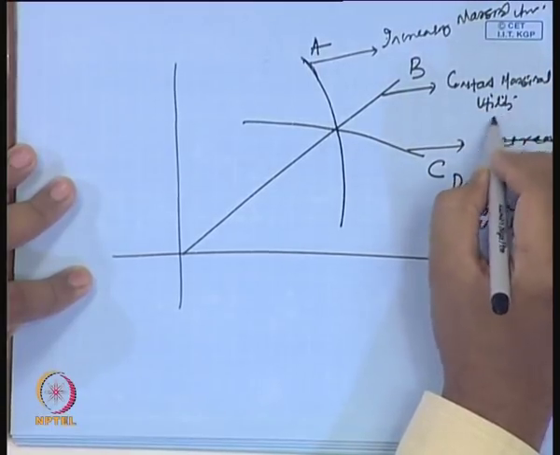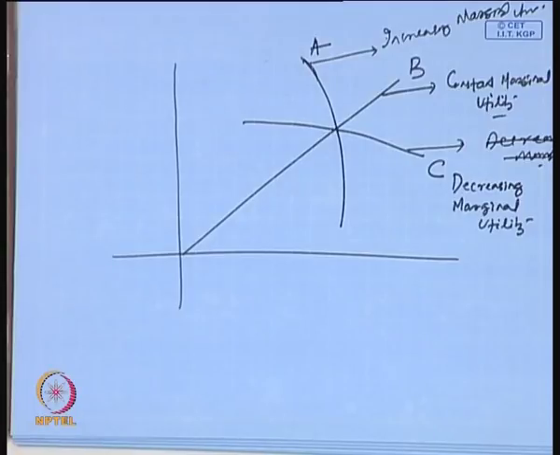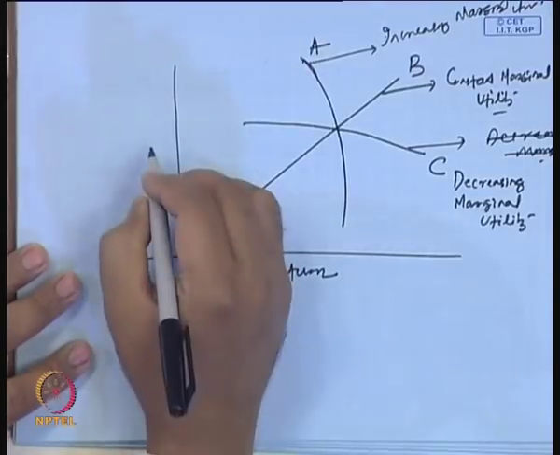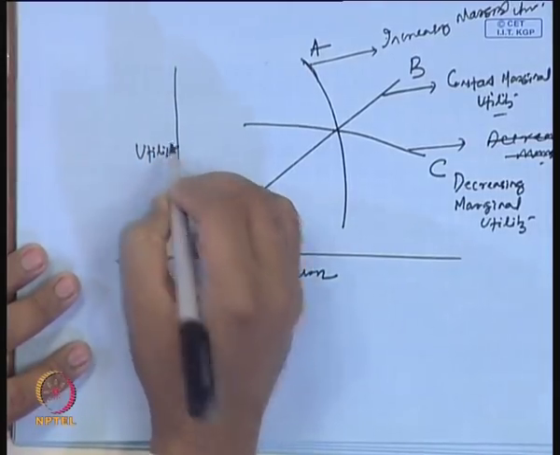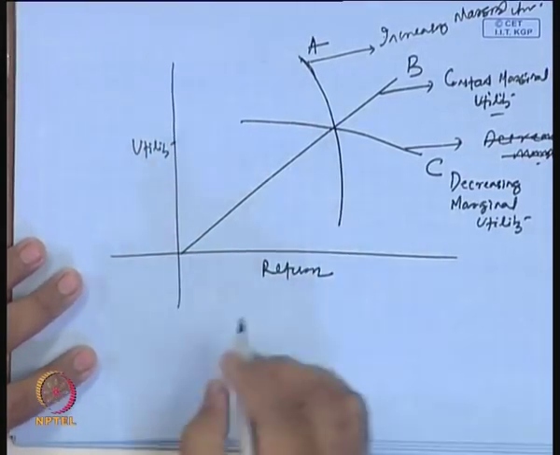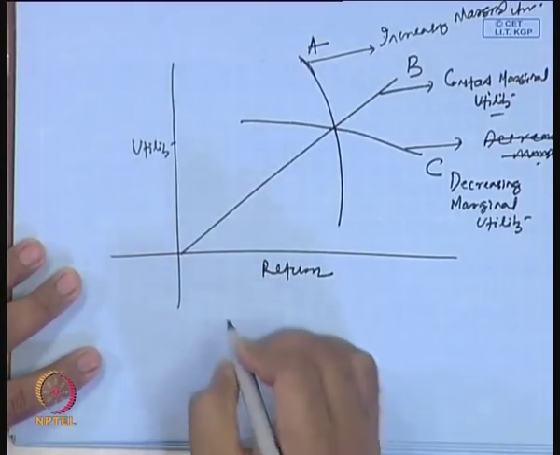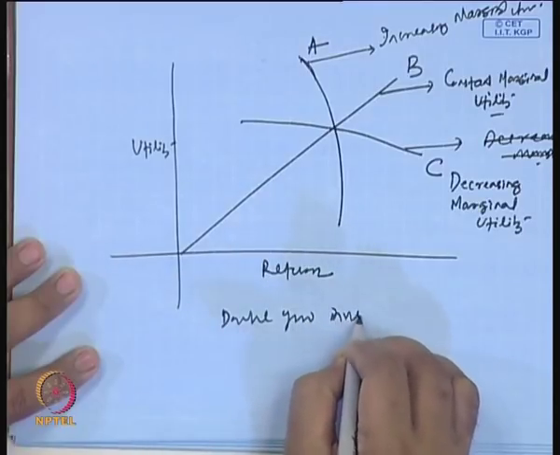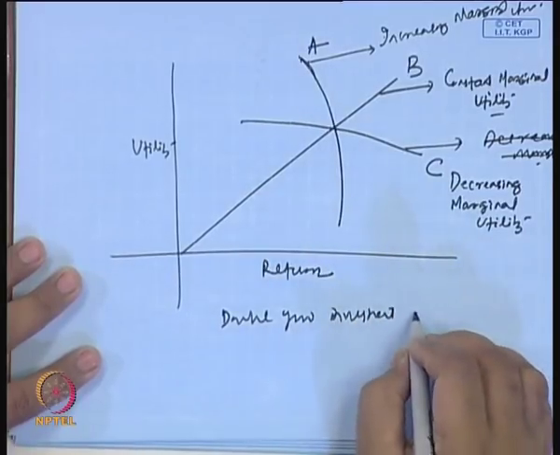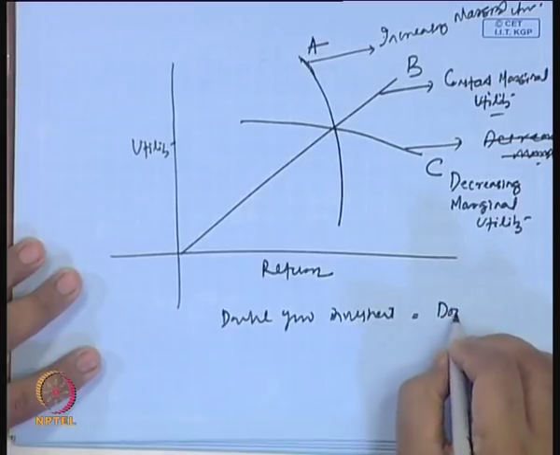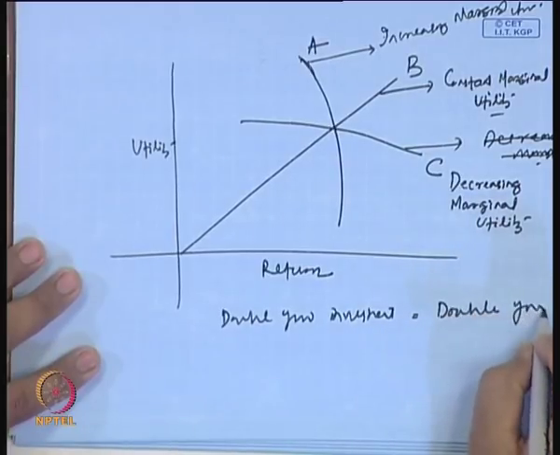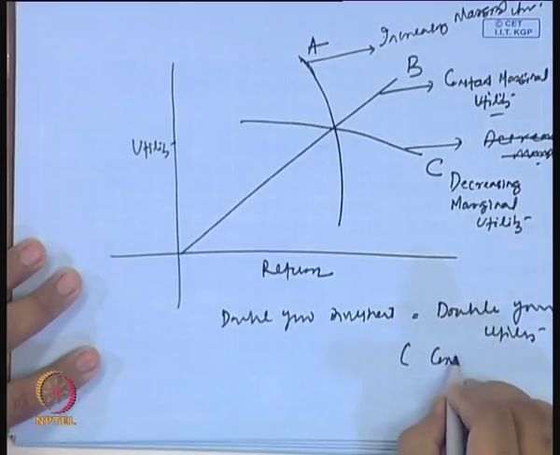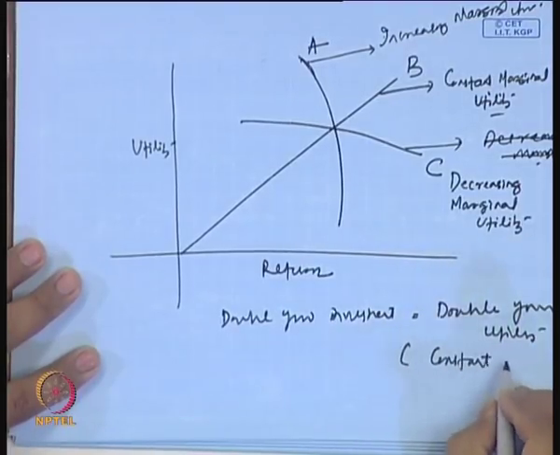What it explains is this: this is your return of the portfolio, and this is the utility you are deriving from here. For example, if you double your investment, and it exactly doubles your utility, then we call it the constant marginal utility.